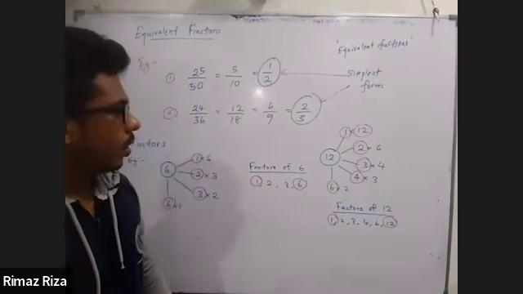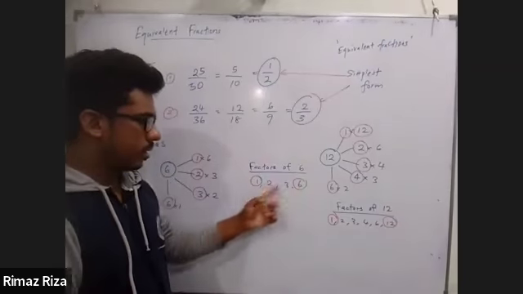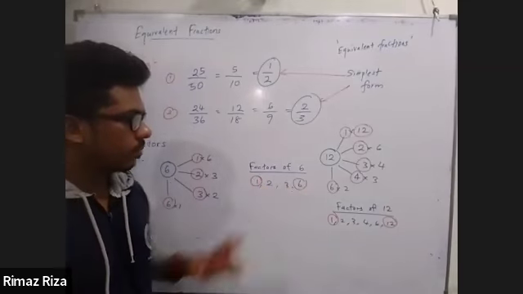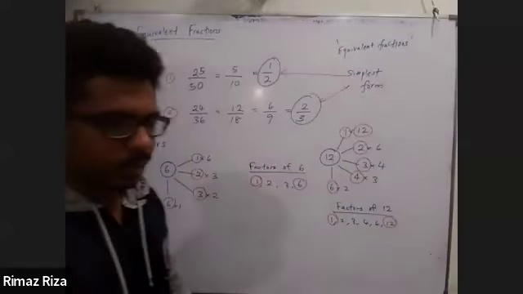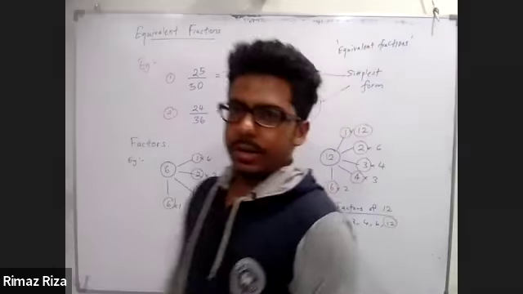Okay. So apart from that, we have these factors. Even though they are trivial factors, they are factors. So 1, 2, 3, 6. I hope you all got an idea about factors. Okay. All right.